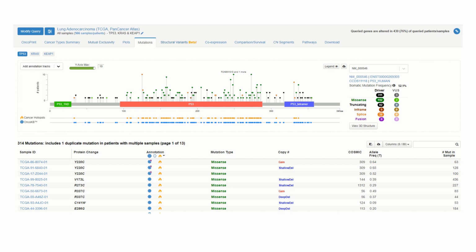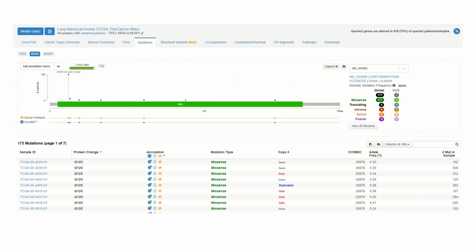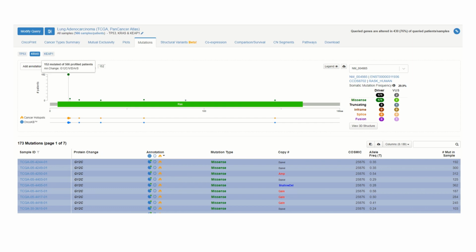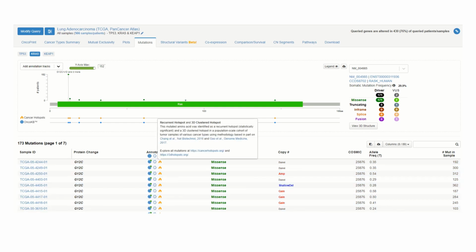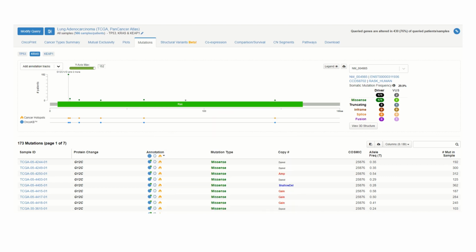As a gain of function example, we can look at KRAS. KRAS carries a gain of function mutation, and the lollipop plot shows a hotspot region where a G12C mutation occurs, and it is observed in 152 patients. This mutation is marked as a recurrent hotspot, which indicates that it is likely a driver mutation, and the blue icon shows that it is a gain-of-function mutation. This mutation occurs at a frequency of 29.9% in this specific study.